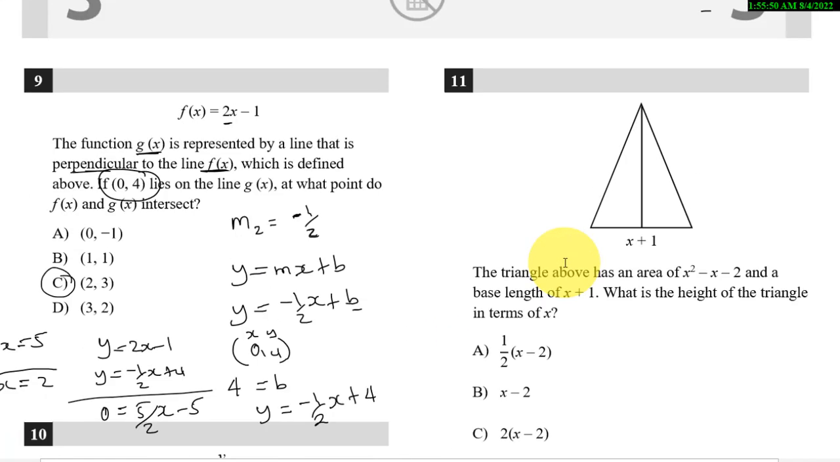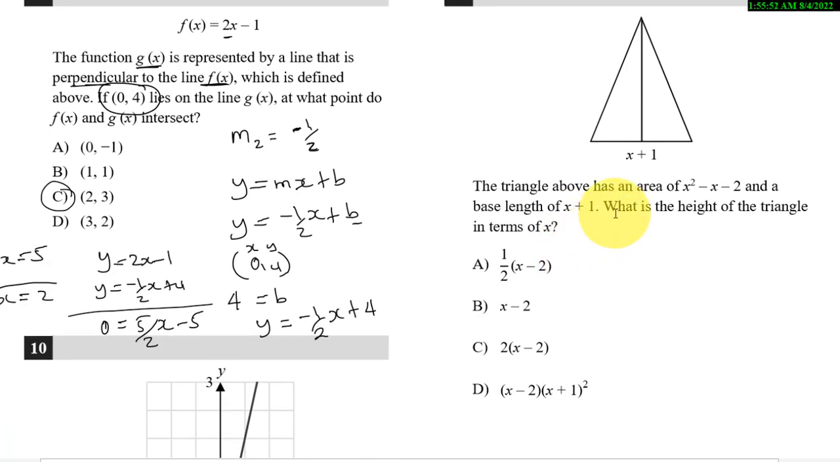Yes. Number 11. The triangle above has an area of x squared minus x minus 2 and a base length of x plus 2. What is the height of the triangle in terms of x? So we know the formula for the area of a triangle: A is equal to a half base times height. We have the area already as x squared minus x minus 2, a half into the base that we have, x plus 1. We are looking for the height.